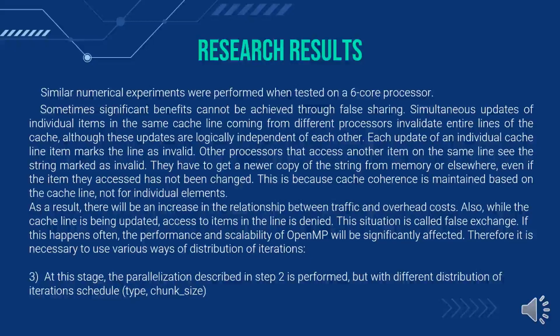not for individual elements. As a result, there will be an increase in the relationship between traffic and overhead costs. Also, while the cache line is being updated, access to items in the line is denied. This situation is called false sharing. If this happens often, the performance and scalability of OpenMP will be significantly affected. Therefore, it is necessary to use various ways of distributing iterations. At this stage, the parallelization described in step 2 is performed, but with different distribution of iterations: schedule type, chunk size.